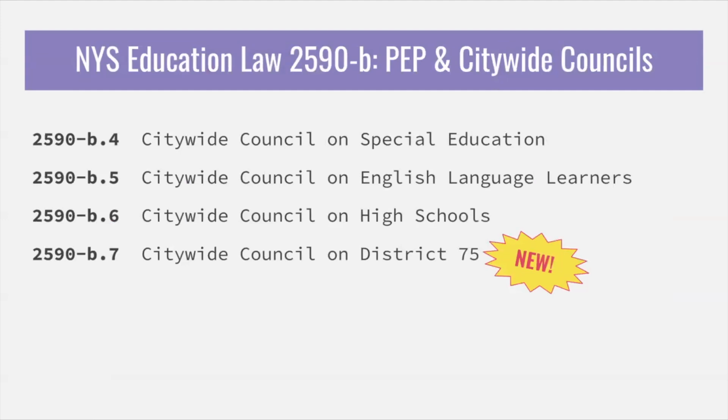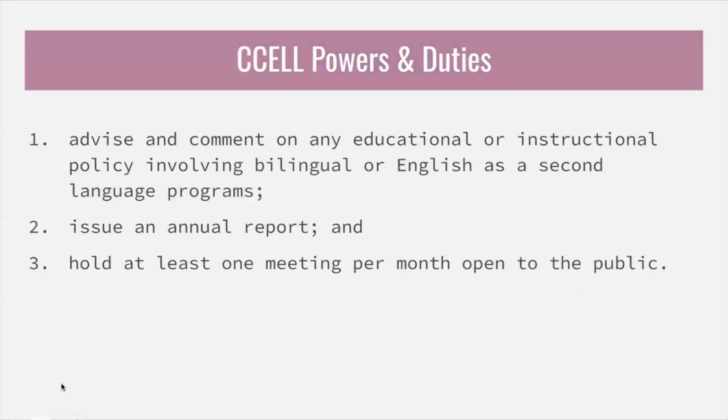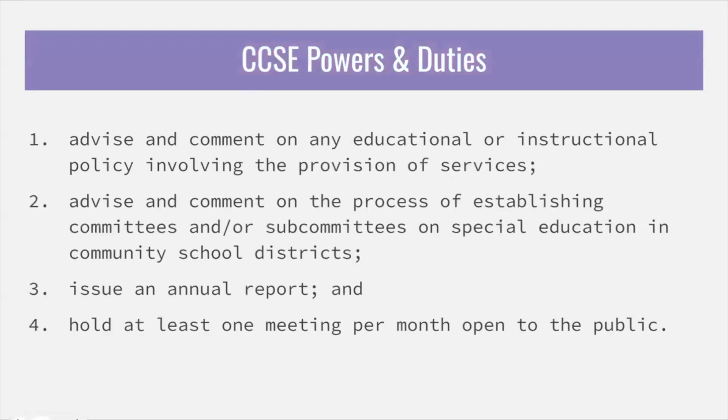2590.B.4 is Citywide Council on Special Education, B.5 for English language learners, B.6 for high schools, and B.7 for District 75, which actually is a new addition to the state law. Until 2021, District 75 CEC only existed as a chancellor's regulation entity. It was not in the state law, but because of advocacy by parent leaders, they were finally put into the state law. So what do they actually say?